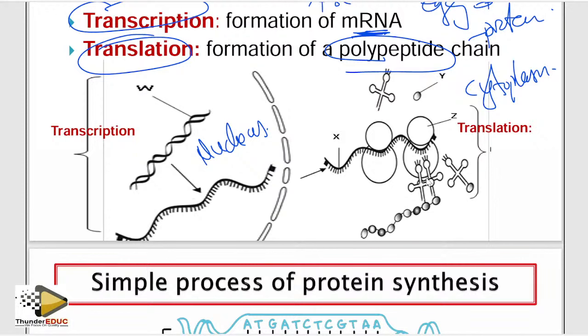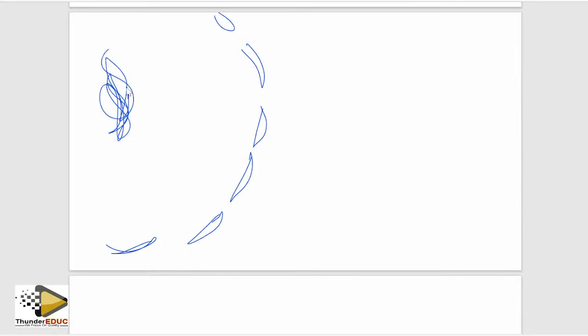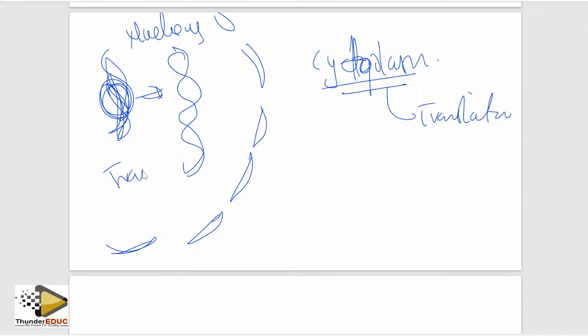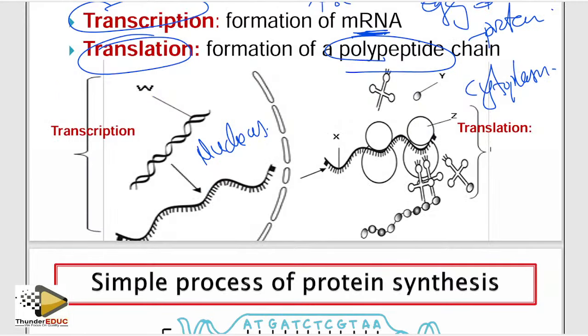So how do I know which is transcription? When I bring a question, you'll always see that if it has a membrane surrounding something, and you have something coiled that way, in the form of a helix, then you just know that this is the nucleus, and this is the cytoplasm. And what happens here is translation, and what happens here is transcription.